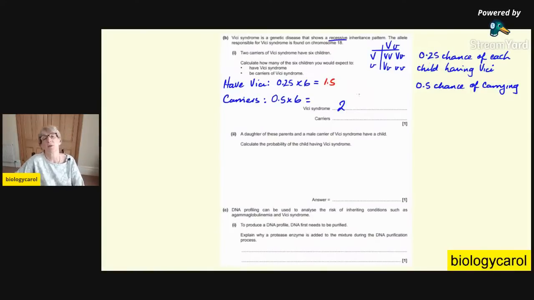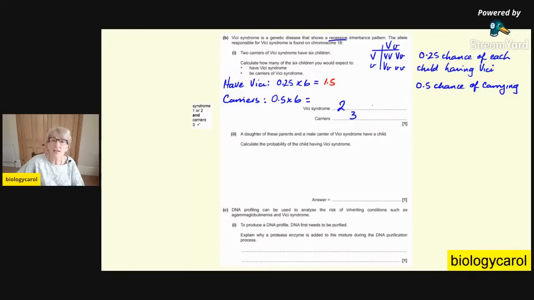I don't know why that didn't come up. It's 1.5, but you can't have 1.5 children. So my logic was, okay, I've got to round it up to 2. So that's what I did. Carriers, 0.5 times 6. This is nice and easy. This is 3. Here's the mark scheme. For the syndrome, you could have put 1 or 2, fairly reasonably. Carriers is 3.